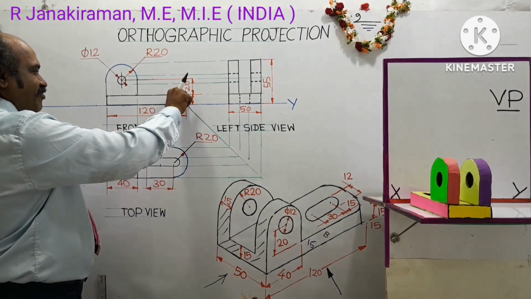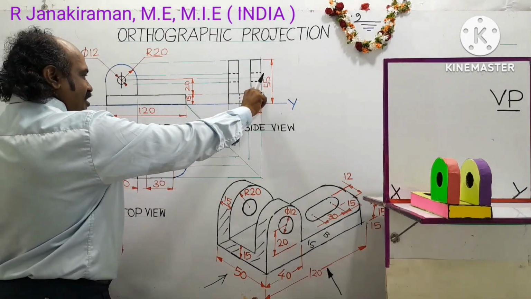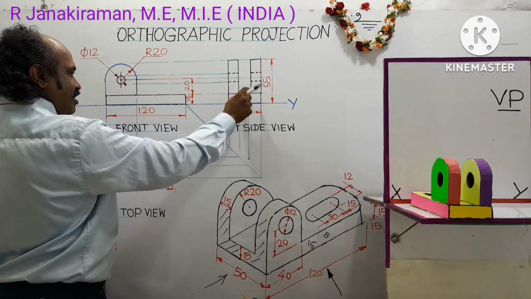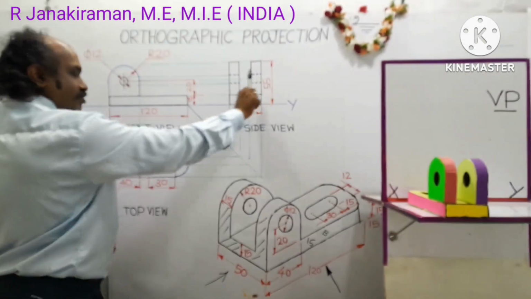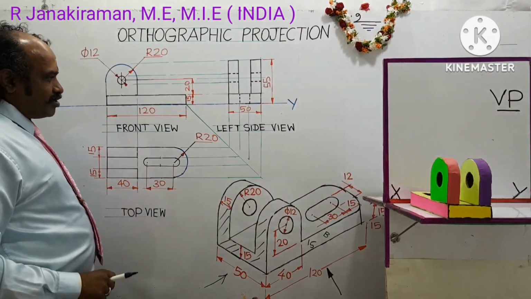Here the base thickness is 15 mm. The same base will be this part, that is the breadth of the object. There is no need to repeat 15 over here. Okay, it's completed. Looks nice.